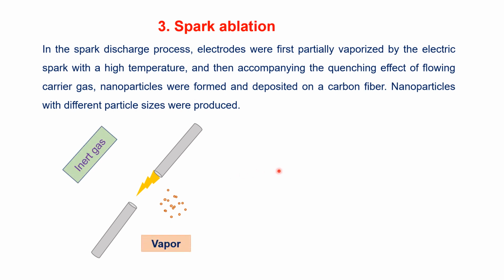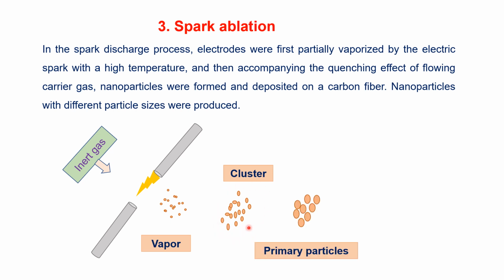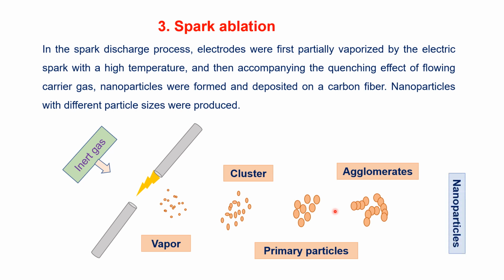Then, accompanying the quenching effect of the flowing inert gases, clusters will be formed because the vapors will undergo self-assembly and produce clusters. After that it will produce primary particles that will undergo agglomeration and produce particles in the range of nano size. So the inert gases will flow out all this material and the nanoparticles will be deposited on the carbon fiber.